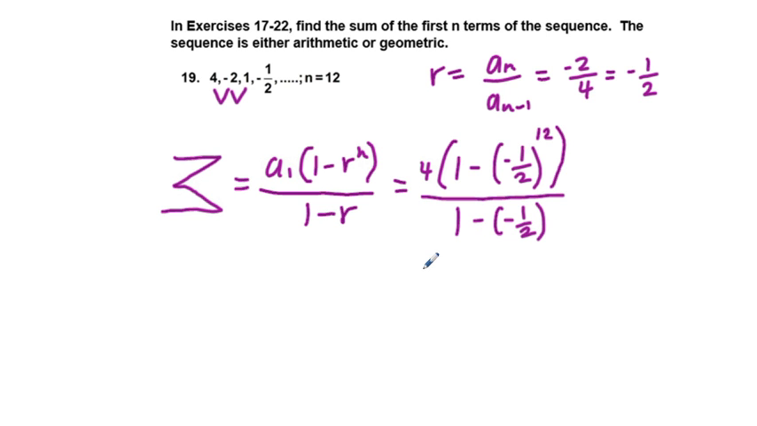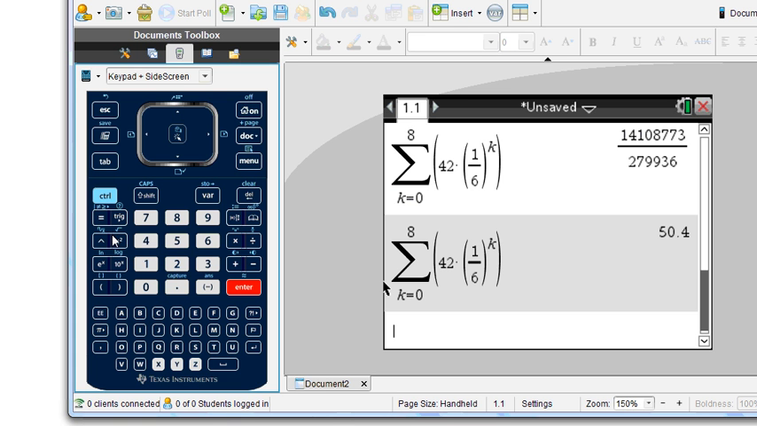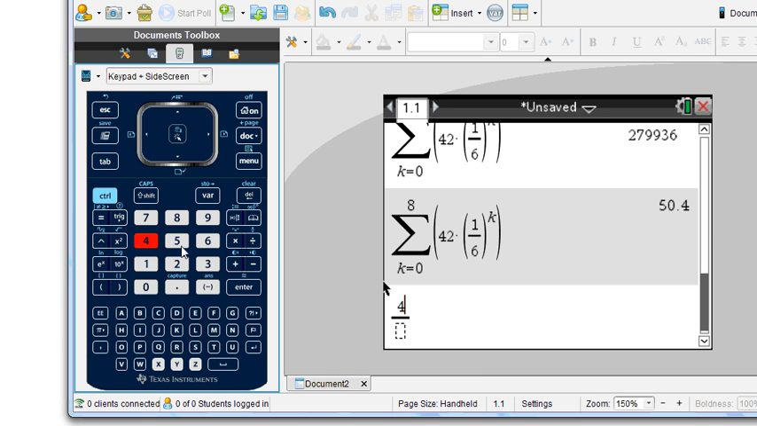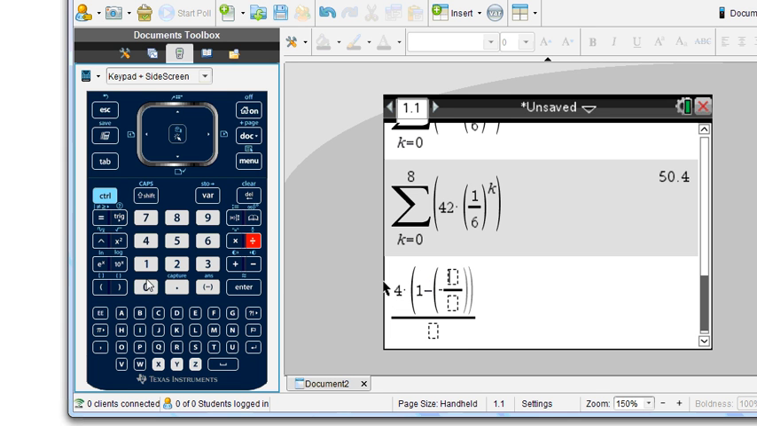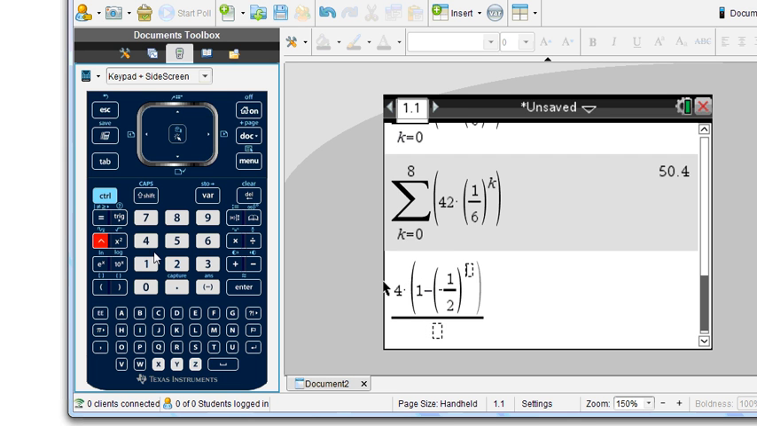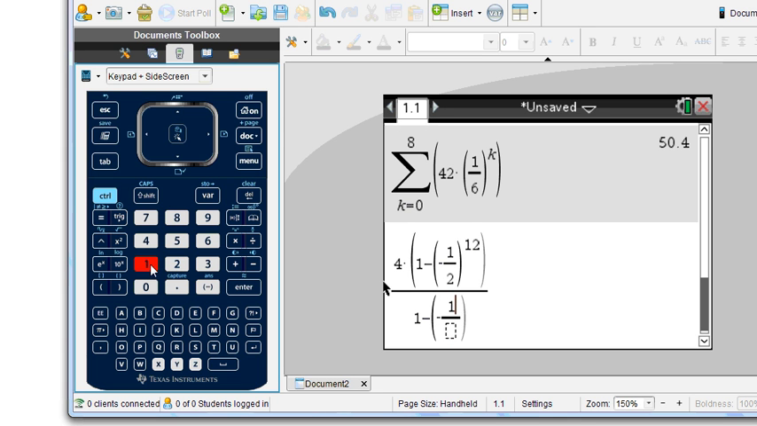Okay, let's put this in our calculator. We have a fraction here, we have our initial value 4, times quantity 1 minus, open parentheses, negative 1/2, and that to the power of 12, divided by 1 minus, and we're going to have parentheses, negative 1/2, we can put negative 0.5 if we wanted to. Okay, everything's in place. We've got our negative there, times that, 1 minus, 1 minus.